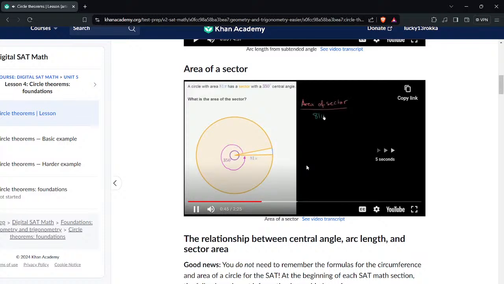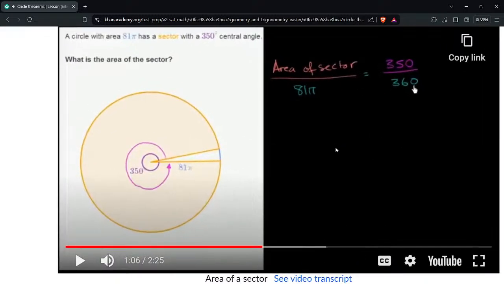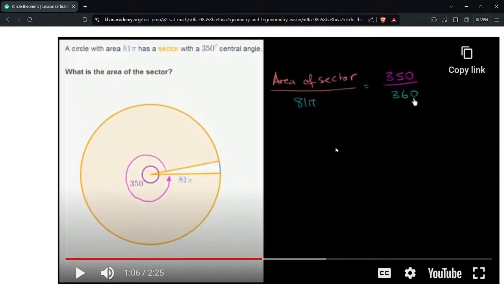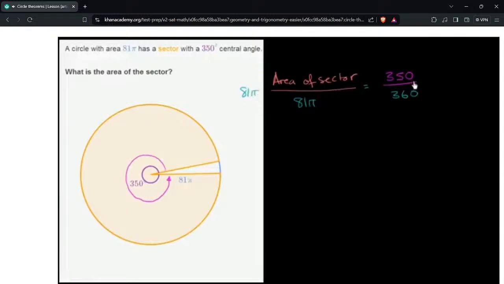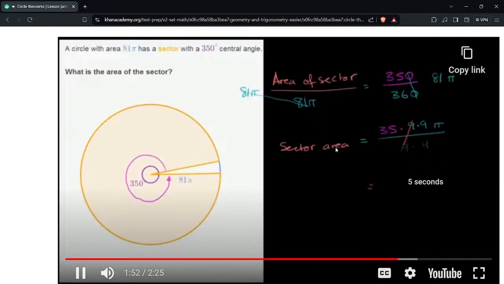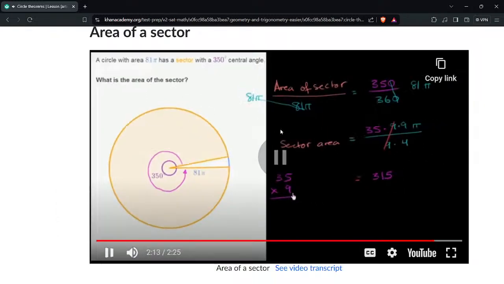The ratio between the area of the sector and the area 81 pi is equal to the central angle over the total degrees in a circle. Then we can solve for the area of a sector by multiplying both sides by 81 pi. 81 pi times 350 over 360... Did I do that right? Give me a formula.